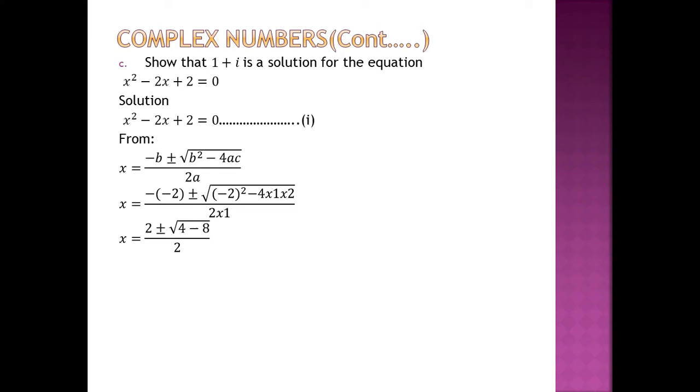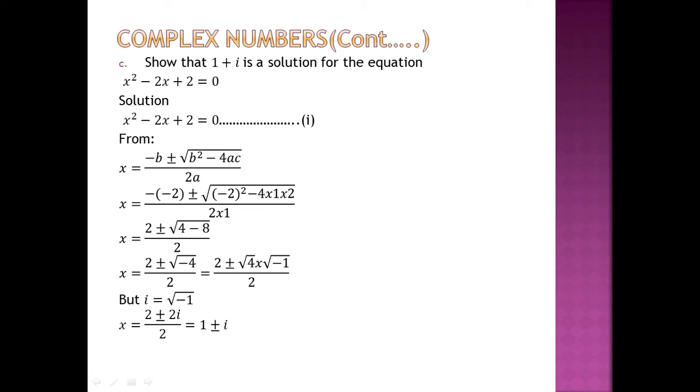On simplification, we have 2 plus or minus the square root of 4 minus 8, all divided by 2. So x is going to be 2 plus or minus the square root of negative 4. As we know that i is equal to the square root of negative 1, we plug that into the above equation. So we have x is equal to 2 plus or minus 2i divided by 2, and then we have 1 plus or minus i.